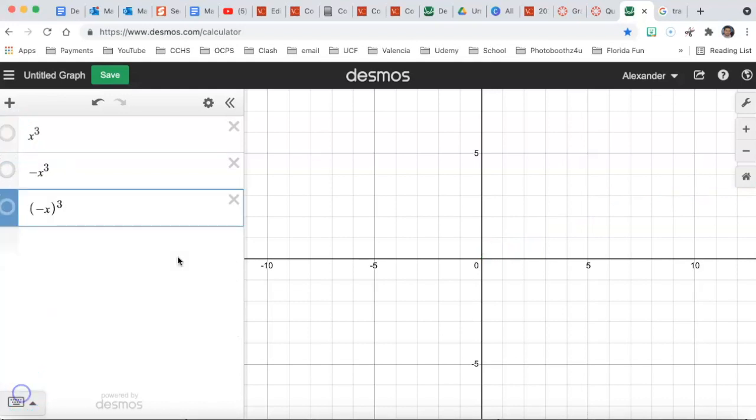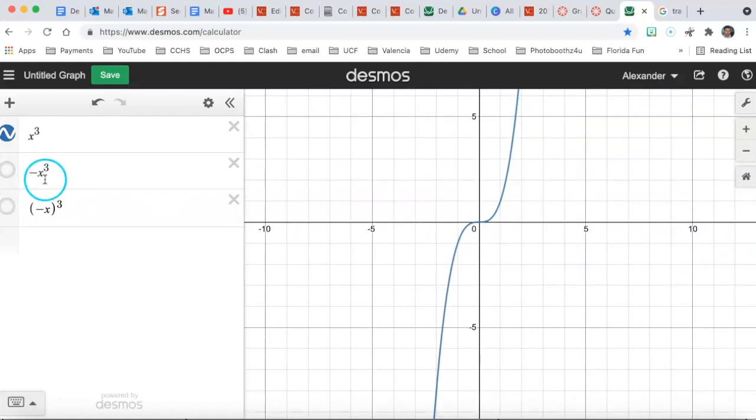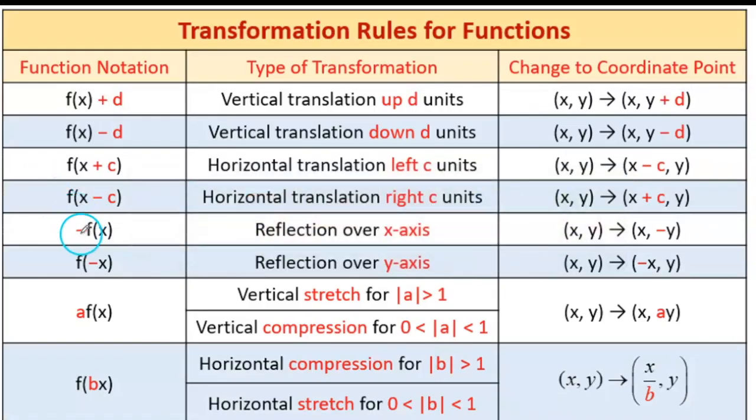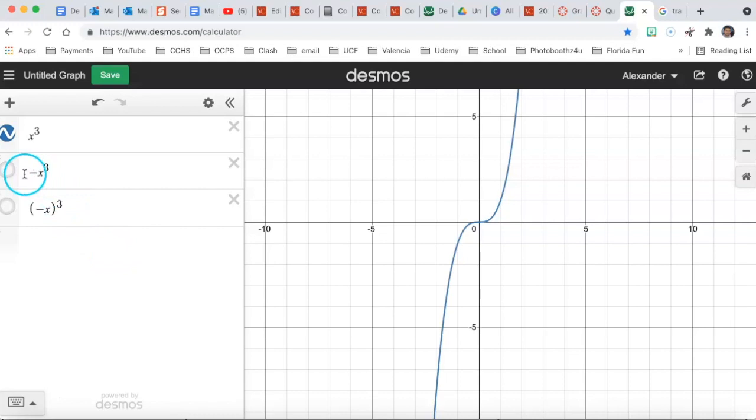Let's say that I have a cubic function. This is my cubic function, right? Arrow on the bottom, arrow on the top. Let's say that I want to show you a reflection when there's a negative outside the function. When there's a negative outside the function, it's a reflection over the x-axis. So let's do that. What happened? Whatever was on the top is now reflected on the bottom. Whatever was on the bottom gets reflected on the top.